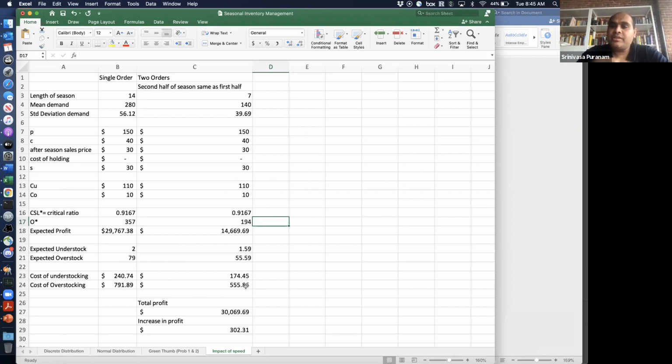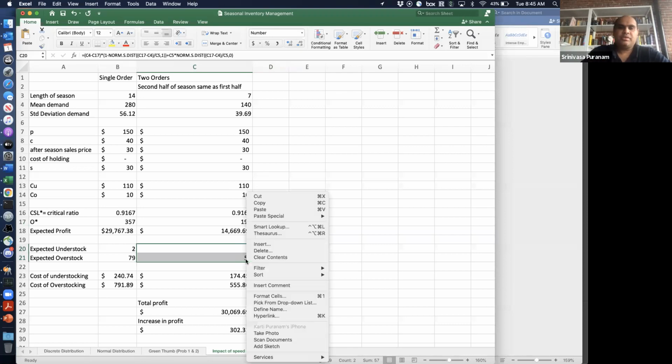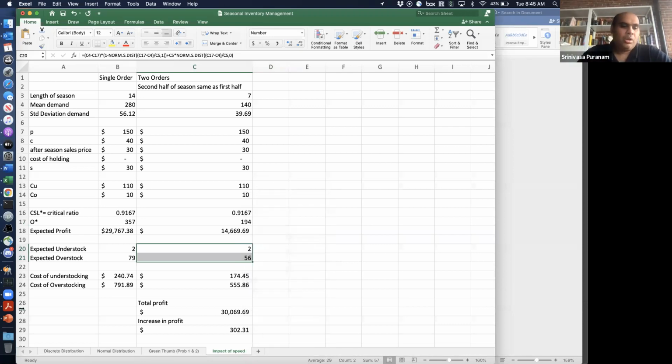You're not going to end up with anything at the end of the first half of the season, because if you end up with anything extra, you'll just sell them in the second half of the season. But by the end of the second half, the expected overstock is only 56 units approximately, right? So that makes your life easier. So the number of units that you have to sell at the end definitely reduce. Okay.